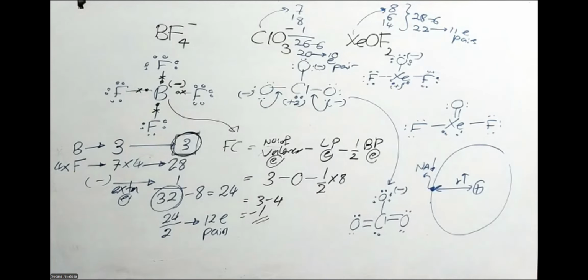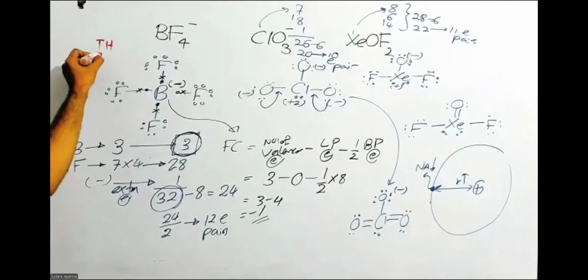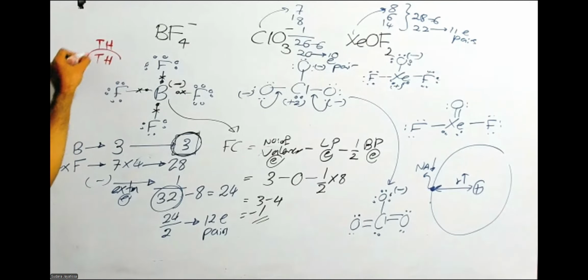So, what they're asking is the shape. What they're asking is the shape. Right. So, here you have 4 repulsion units. So, that means it is tetrahedral electron pair geometry, and there are no lone pairs, so tetrahedral shape.